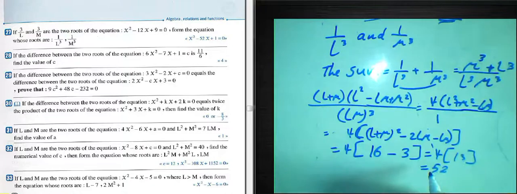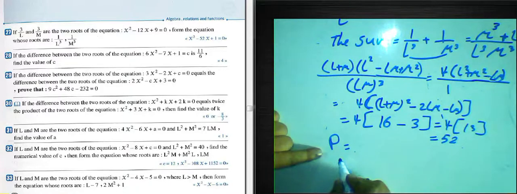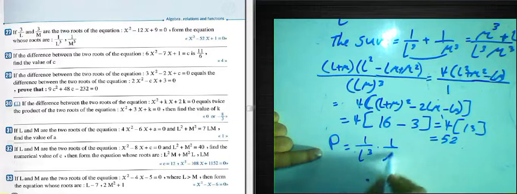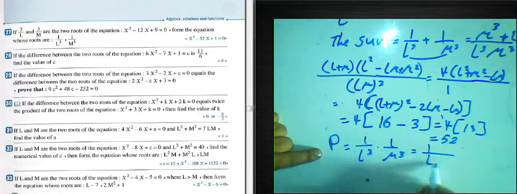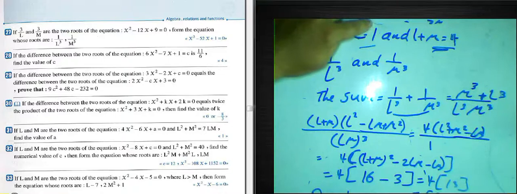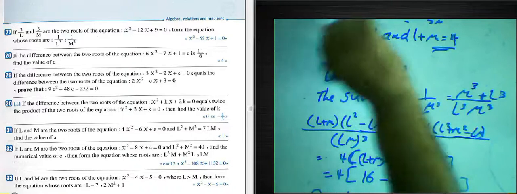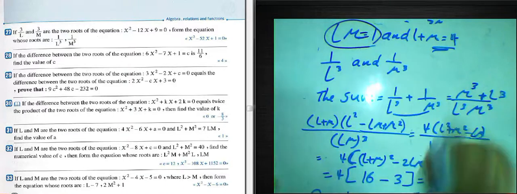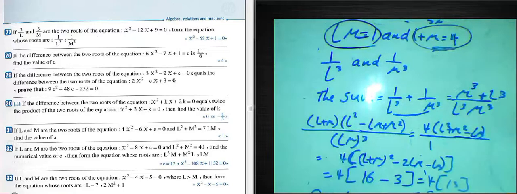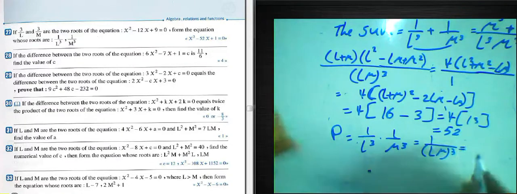So that was the sum, and we must find the product. The product of the two roots, 1 over L power 3 and 1 over M power 3, is 1 over LM to power 3. We know LM equal 1, and L plus M equal 4. We complete here: LM is 1, to power 3 equal 1. The result will be 1.